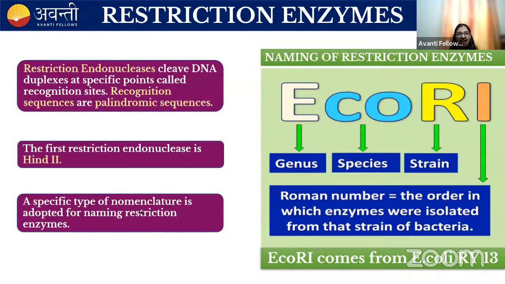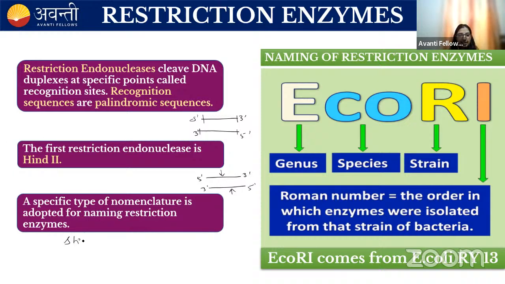Next is a restriction enzyme. Restriction enzymes, there are two types. I told you it's exonuclease and endonuclease. Exonuclease will cut the DNA from the terminal end. If this is the DNA, it cuts the DNA from the terminal end. And endonuclease cuts the DNA within. Like it could cut here, it could cut here.